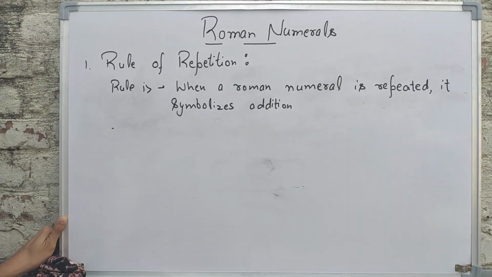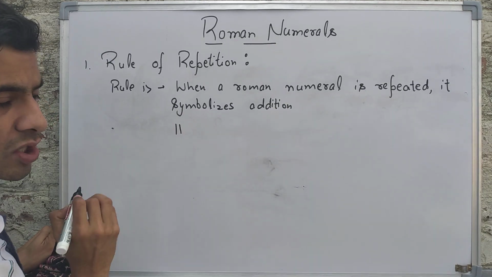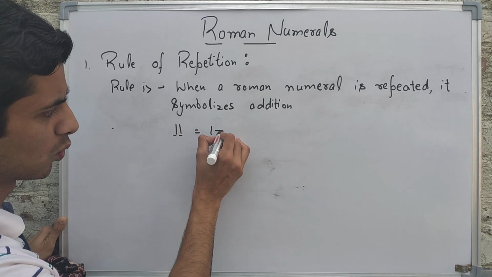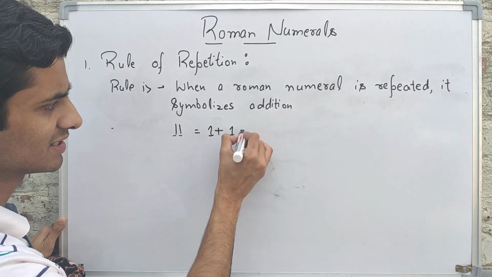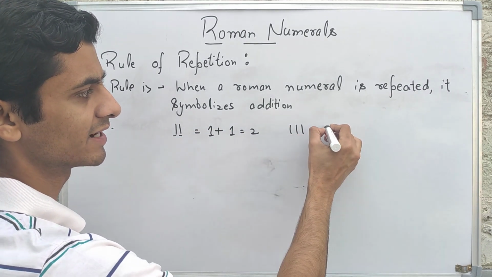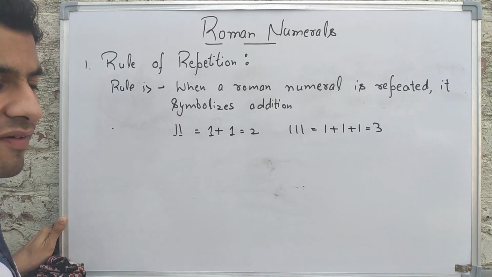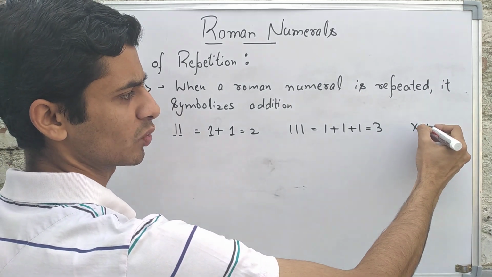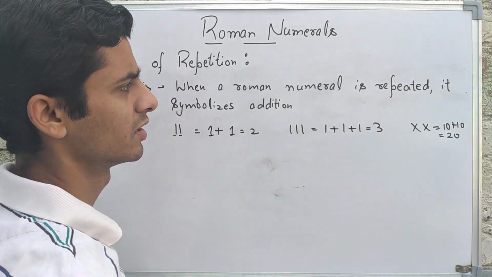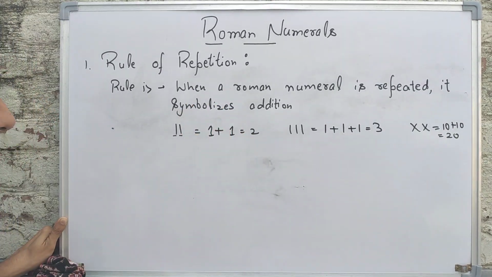What does it mean? Suppose a Roman numeral is being repeated. First Roman numeral I. Suppose it is repeated 2 times. It means this and this are being added: 1 plus 1 is equal to 2. If I write it 3 times, it is being added: 1 plus 1 plus 1 is equal to 3. Suppose I am repeating X twice. X is 10, so 10 plus 10 is equal to 20. So rule 1 says when a Roman numeral is repeated, it symbolizes its addition.